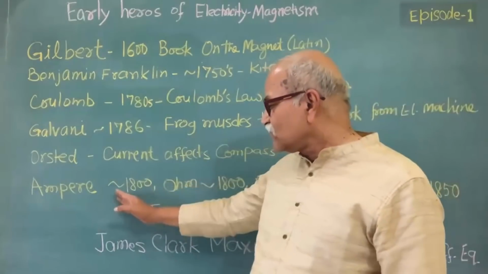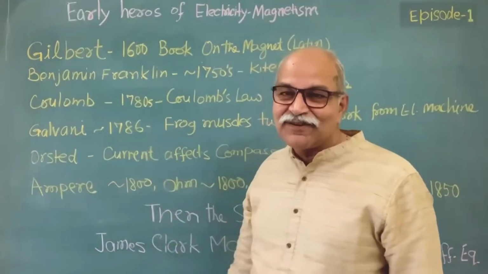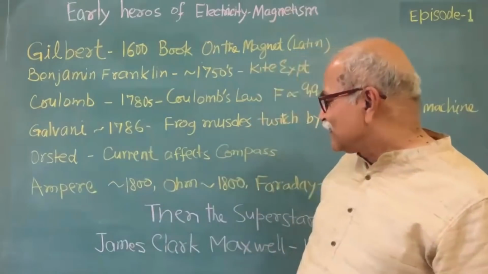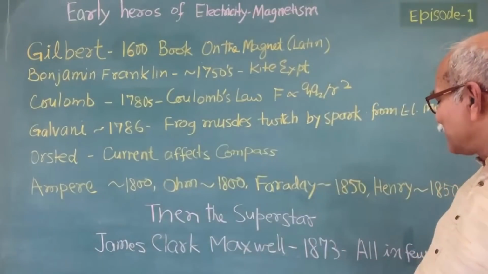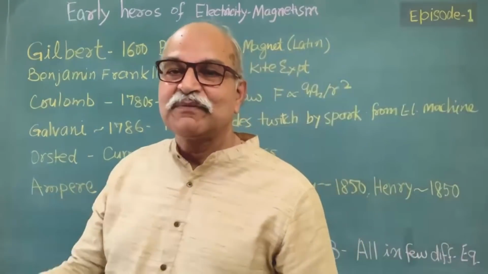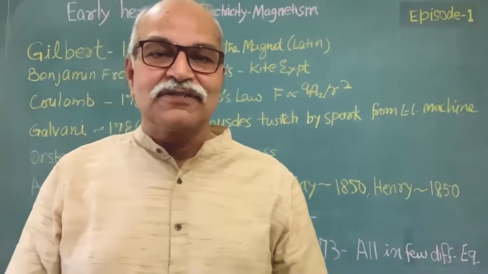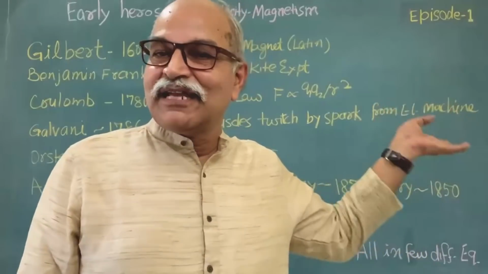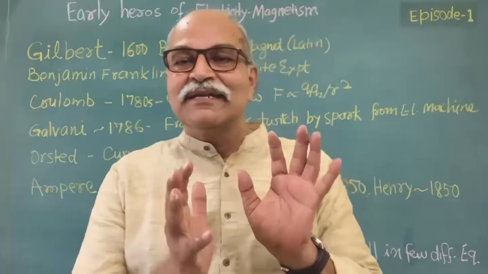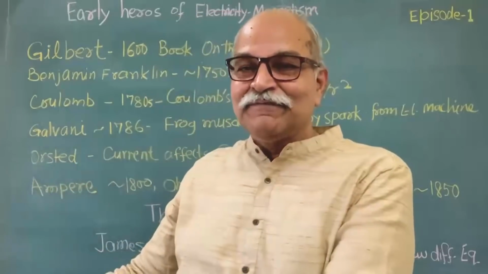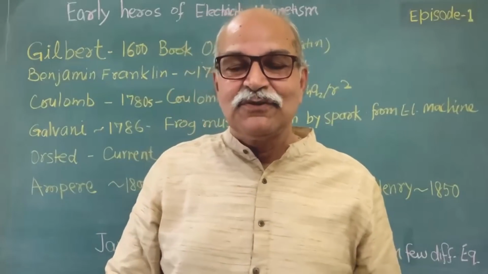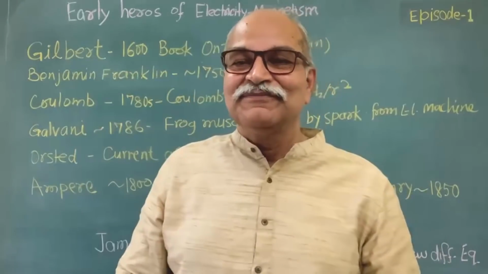Then Ampere: we know Ampere's circuital law, and the unit of current is ampere in honor of this person. Then Ohm, then Faraday, Henry. These are very big names who have done a lot of experiments, and based on those experiments they have formulated laws like Coulomb's law, Faraday's law, Ampere's law and all those things. So these kinds of experiments were done separately on electricity, separately on magnetism, and then combined electricity and magnetism. Faraday's law of electromagnetic induction, we all know. So those kinds of things were done.